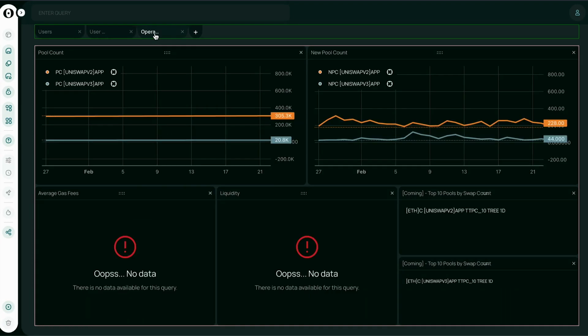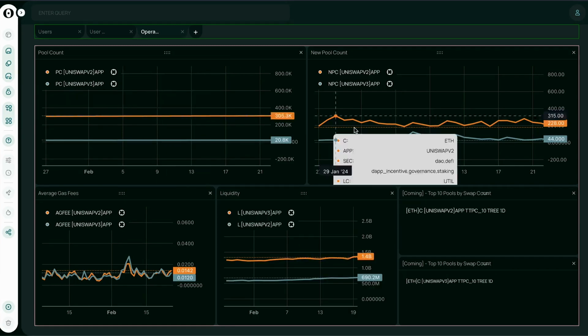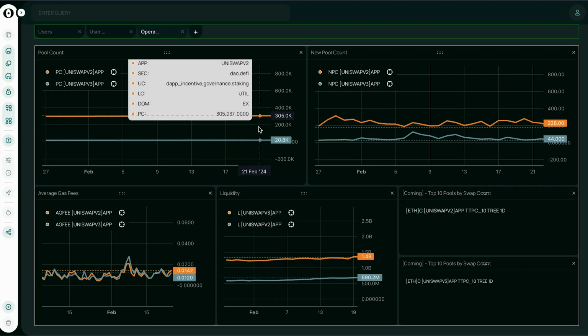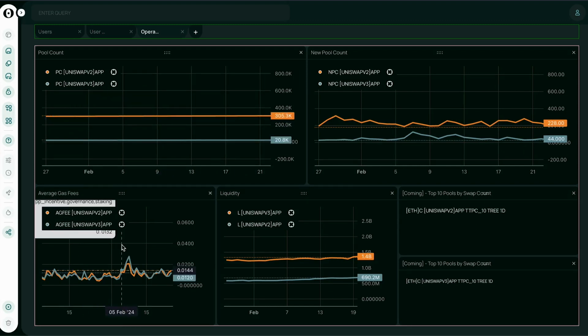So lastly, let's take a dive into the operational data. We see that there are no significant changes in total pools or pools created. The gas fees and liquidity also have not changed that much. So despite the new normie users entering, they are not moving the needle on an operational level.